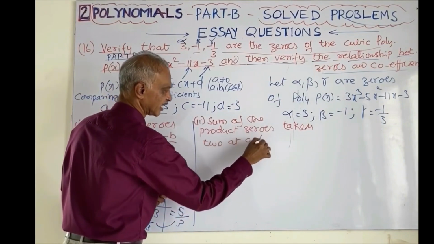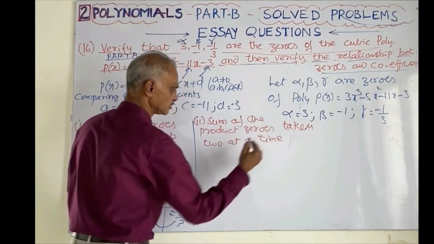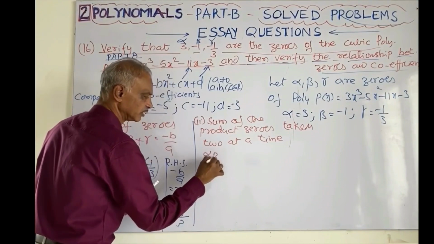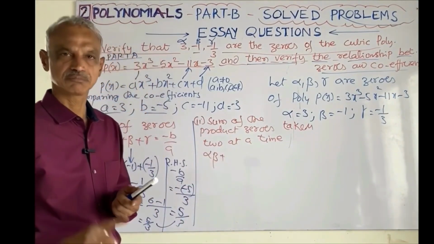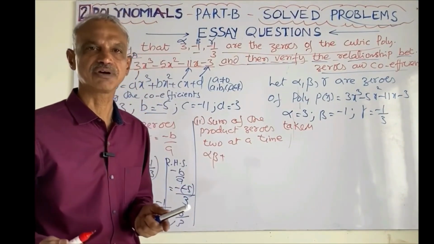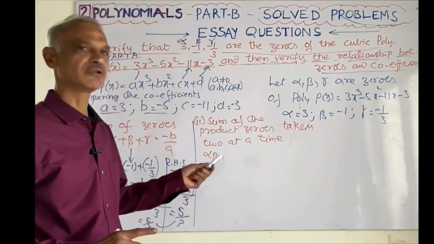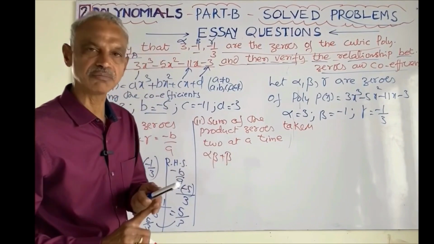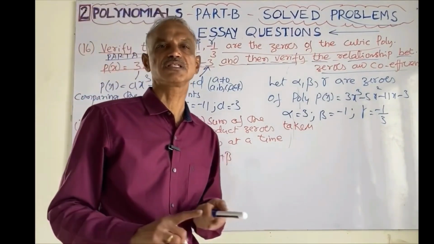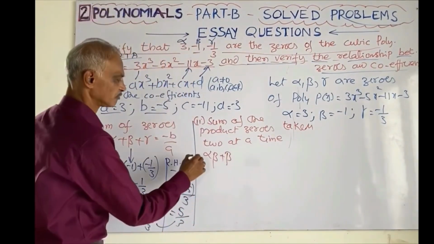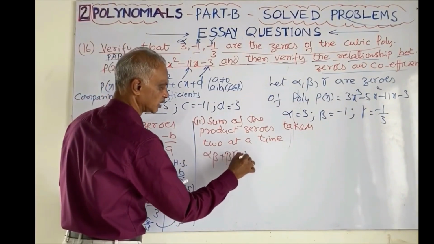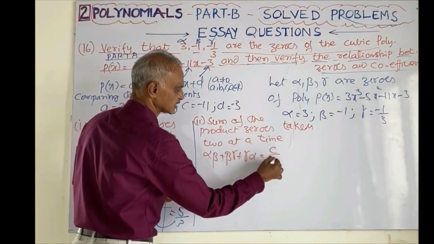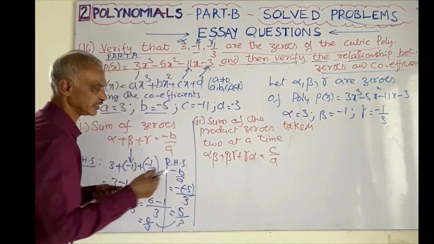Taking two zeros at a time, that is alpha beta, beta gamma, gamma alpha is equal to what? What is the formula you have? C by A. You have to remember the formula so that it is very easy for you. Alpha beta plus beta gamma plus gamma alpha is equal to C by A. Now I will take LHS.